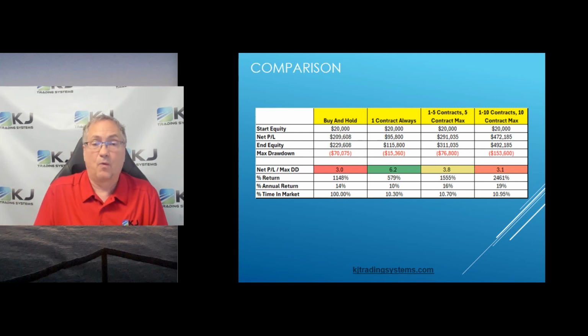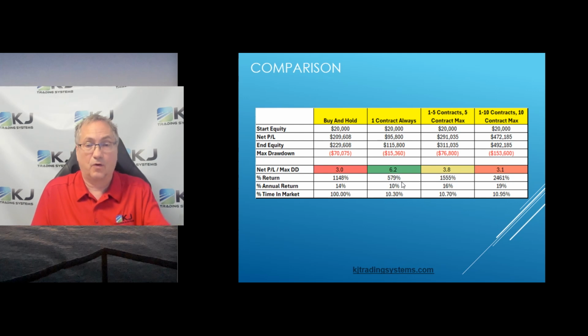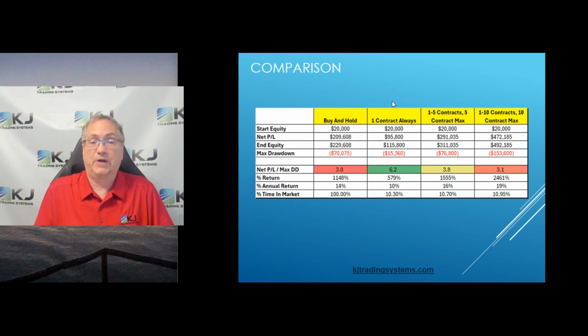Again, I took one contract, went from 579% total return over this period up to 2,400% return. Pretty neat. What do you think?